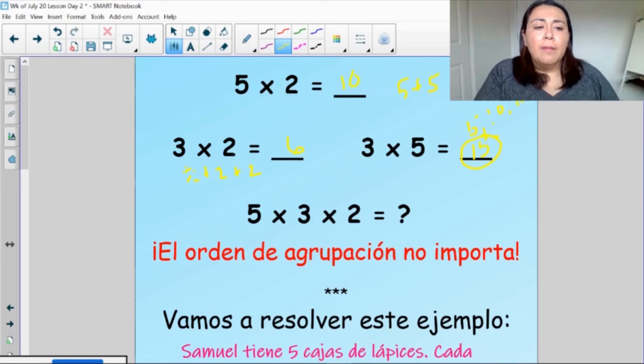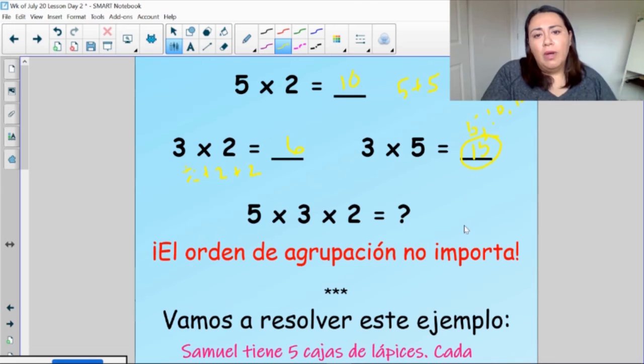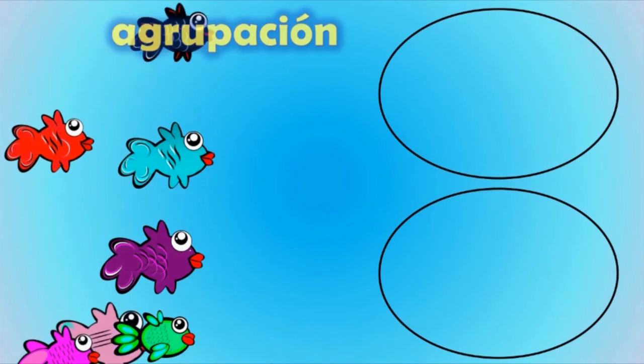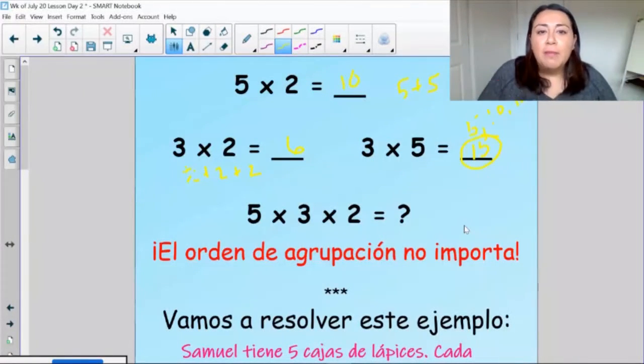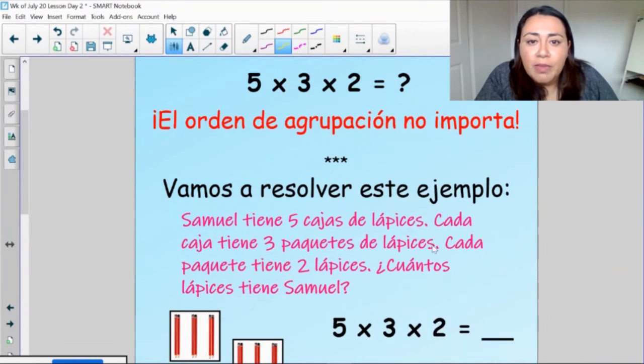Muy bien. Pero ¿qué tal si se topan con un problema como este que está aquí? 5 por 3 por 2. Wow, ahora se ve más complicado, ¿verdad? Pues para resolver este tipo de problemas solo tienen que saber que el orden de agrupación, poner en grupos, no importa. Vamos a explorar un problema para averiguar cómo funciona.